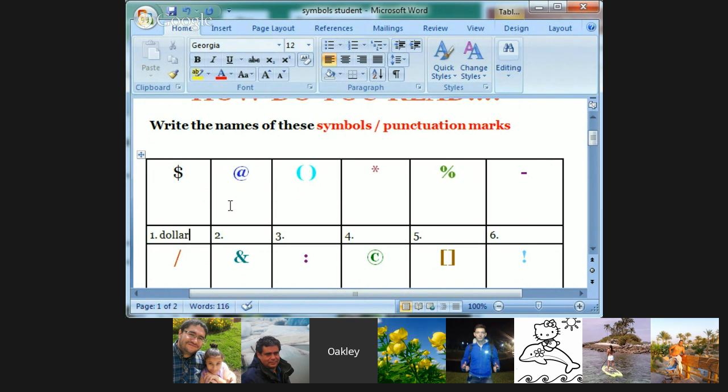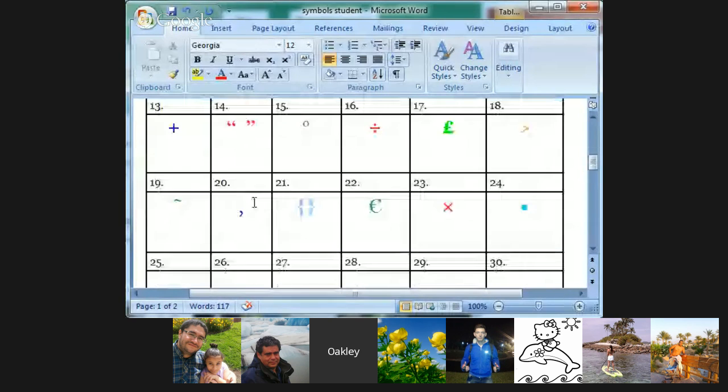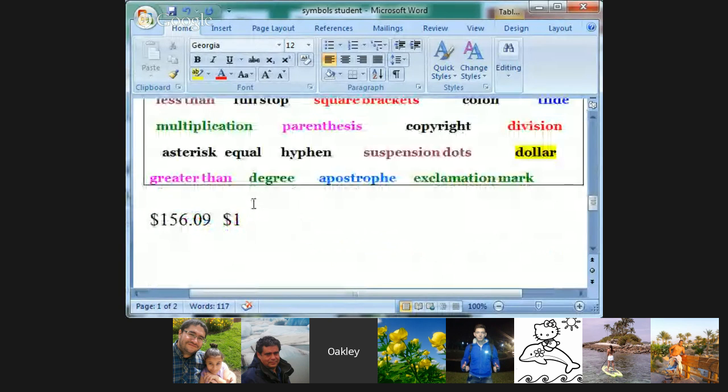Number 2. Maybe I can pronounce it at. Yes, you can, because it's about internet. It is. It's not about internet. That's not really the way to say it.